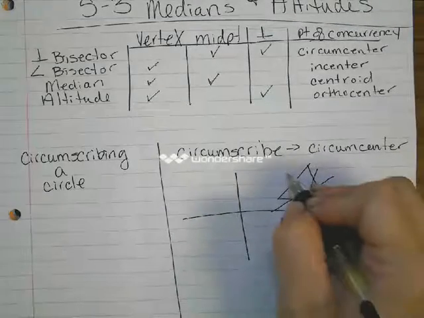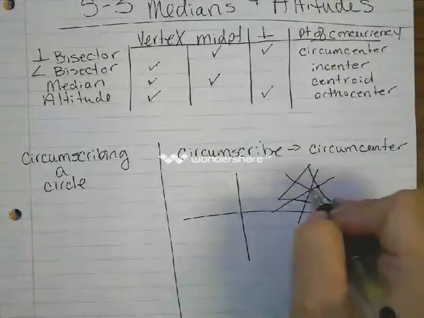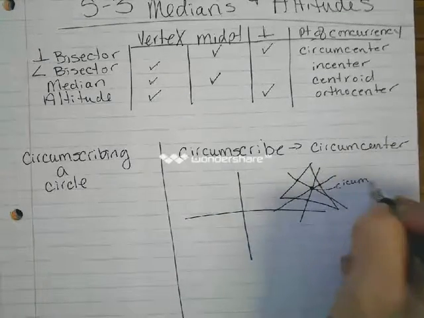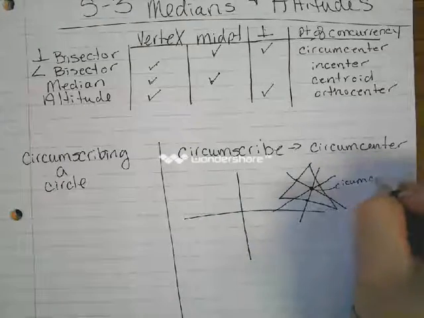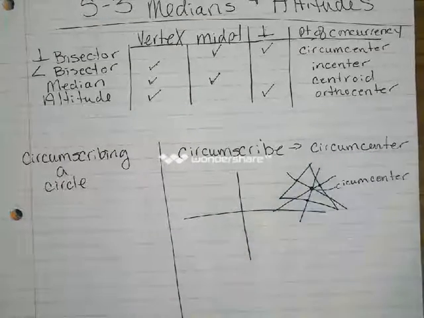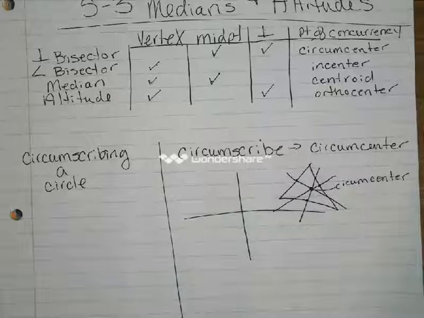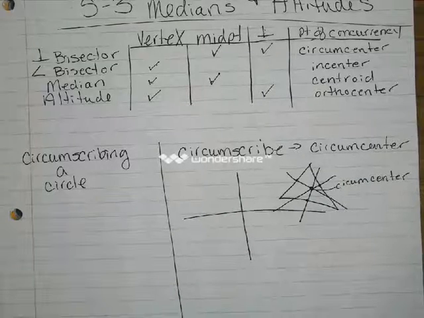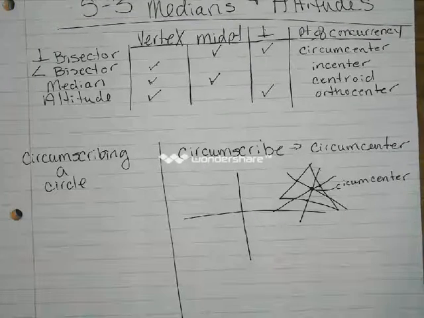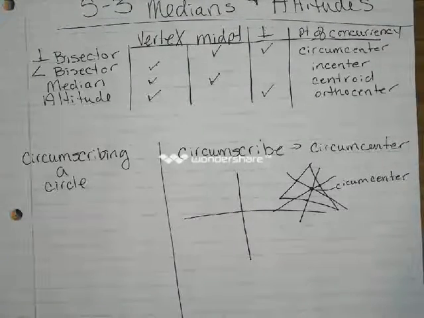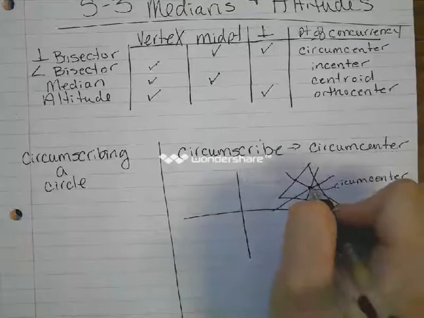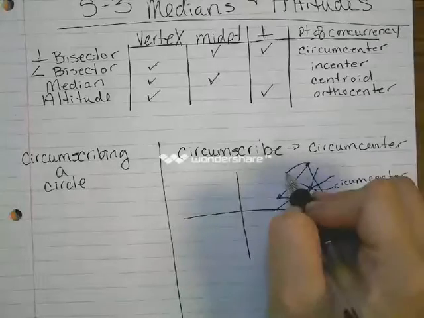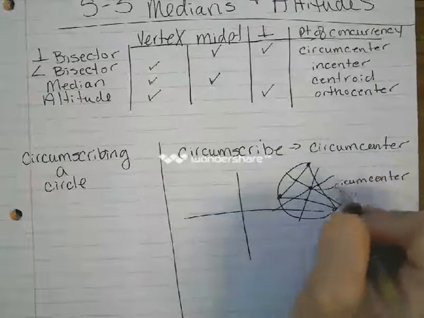So this would be my circumcenter. Okay. What a circumcenter does is not only is it the point of concurrency, but it also happens to be, like the question will say, the center of the circle that's circumscribed about the triangle. All that means is that this is the center of a circle, that if I pick these three points and I draw a circle through the vertices, then this point happens to be the center of that circle.